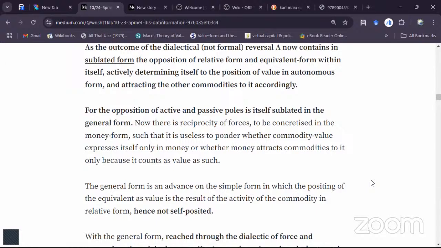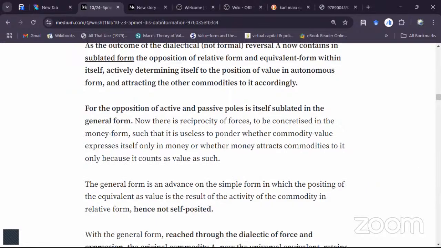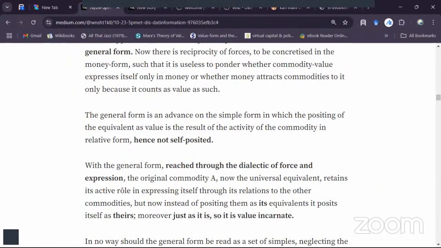I know that's a little confusing, but with the general form reached through the dialectic of force and expression, the original commodity A, now the universal equivalent, retains its active role in expressing itself through its relation to the other commodities. But now, instead of positing them as its equivalents, it posits itself as theirs. Moreover, just as it is, so it is value incarnate.